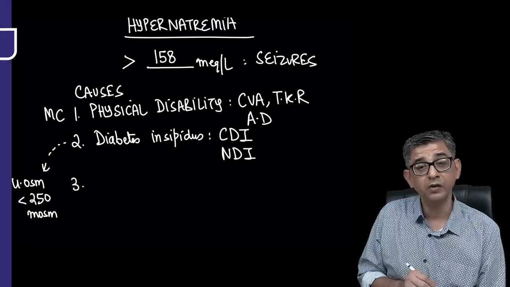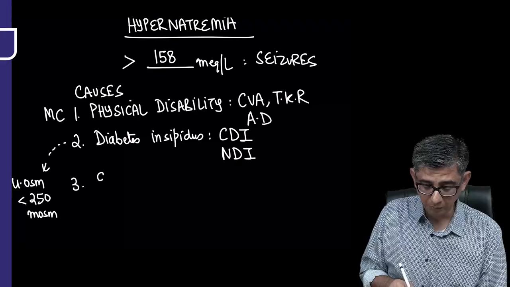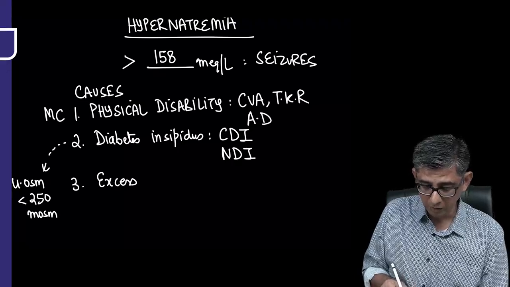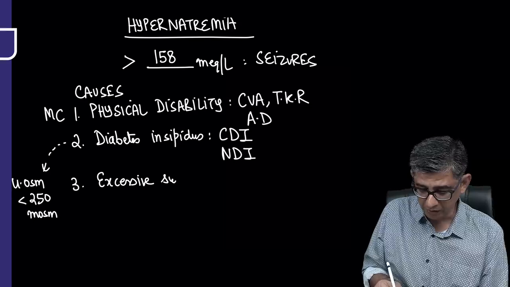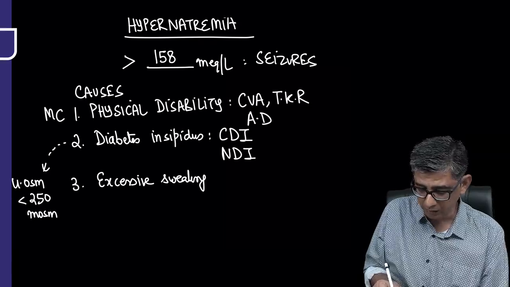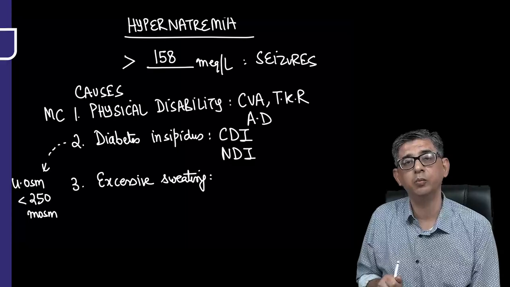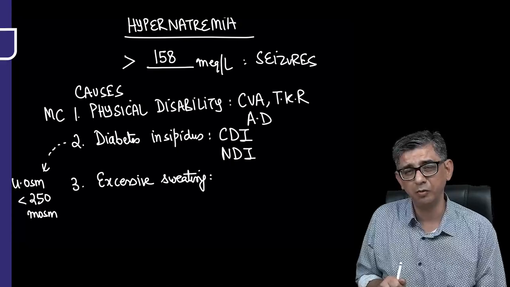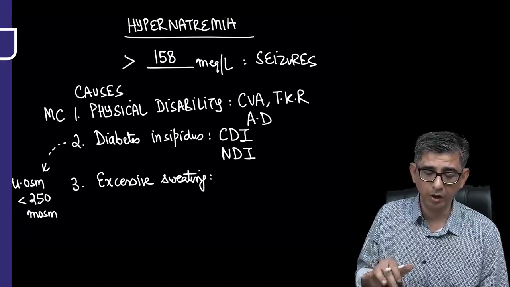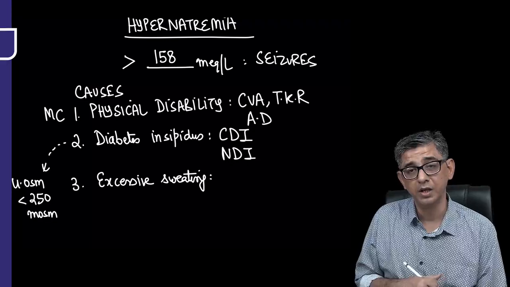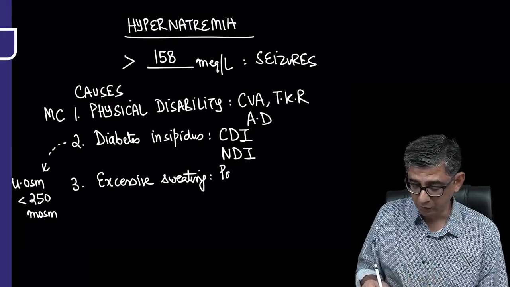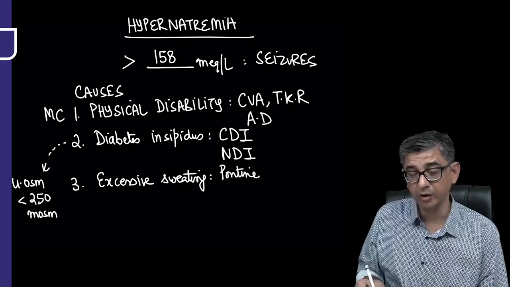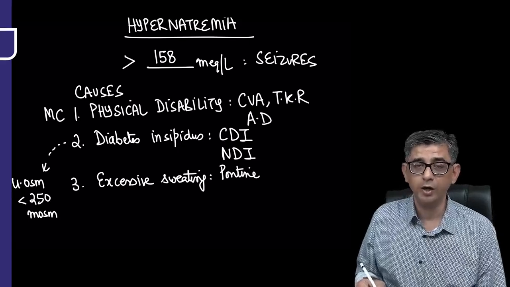Let's take up another case. This time I'm describing a patient of pontine stroke. Though there can be environmental reasons for excessive sweating also, like this is an athlete who's playing a football match at a very hot place. So he's going to be sweating profusely, and loss of water from the body can cause the sodium concentration to rise.